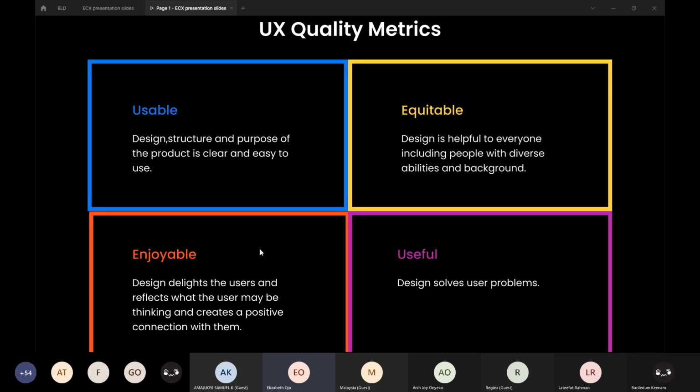When the design is equitable, we ask questions like, are the needs of a diverse group of users considered? Do you consider, let's say, for instance, a blind person? Did you consider them while designing your product? Some people have color blindness. Did you take those factors into consideration?